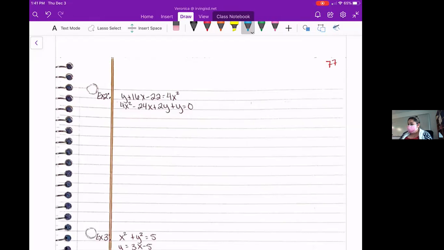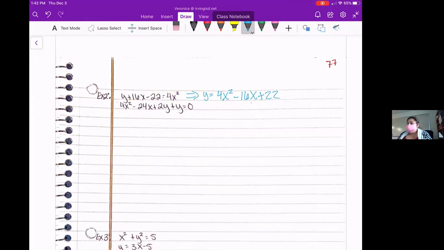Okay, so for example 2, first of all, you're going to notice that you don't have anything isolated, right? And you can see here that we have a quadratic function, because it's the highest power and only the x is squared, and the same thing for the second one. So just from looking at it initially, you should see that I'm dealing with 2 parabolas, okay? So I obviously want to isolate the y on one of them. I'm going to do that to the first one. So you're going to end up with y equals 4x squared minus 16x plus 22.